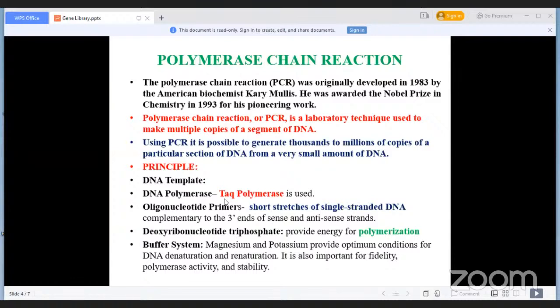First, let's see the DNA template. If you want to get a number of copies, the first thing is that double-stranded DNA is present, right? Without DNA, how can we make a number of copies? Is it possible? No, sir. That's why we need double-stranded DNA.